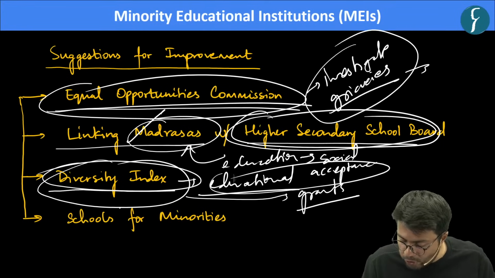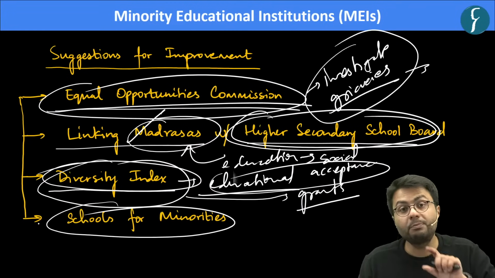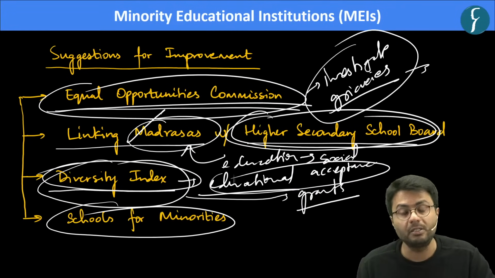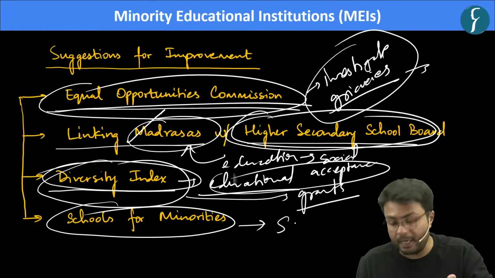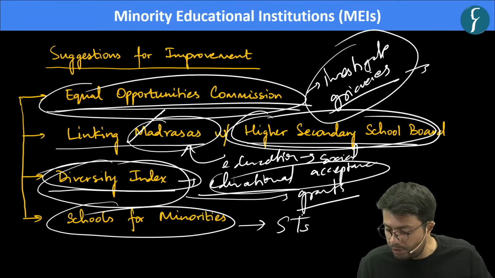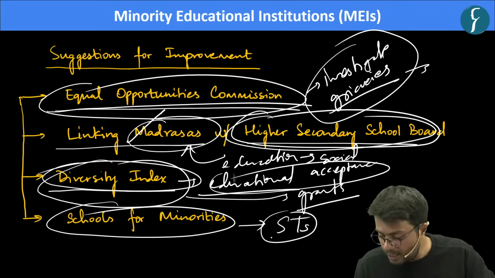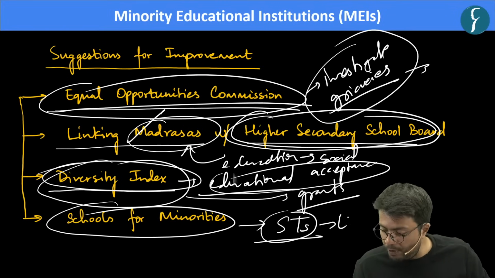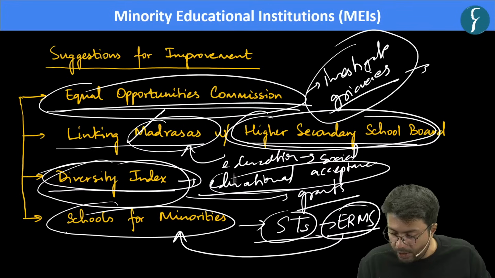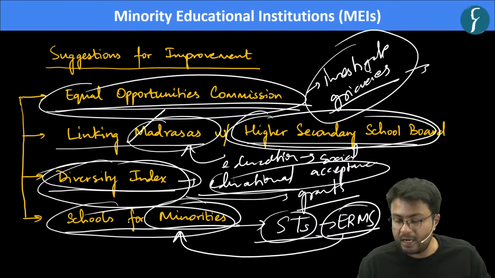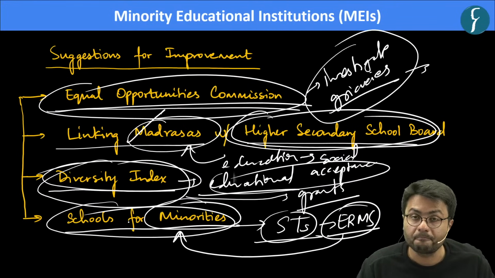Further, the government should also look to establish schools specifically for religious minorities. And this should be done along the lines of what the government has already done for other marginalized sections, especially scheduled tribes, in the form of Eklavya Model Residential Schools. And this particular model can also be implemented for establishing schools as far as minorities are concerned.